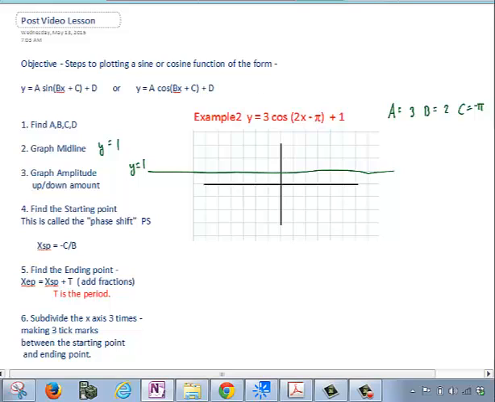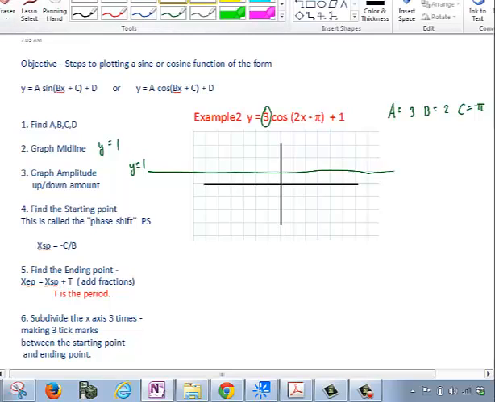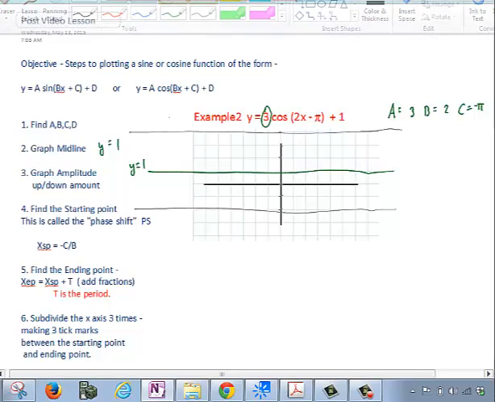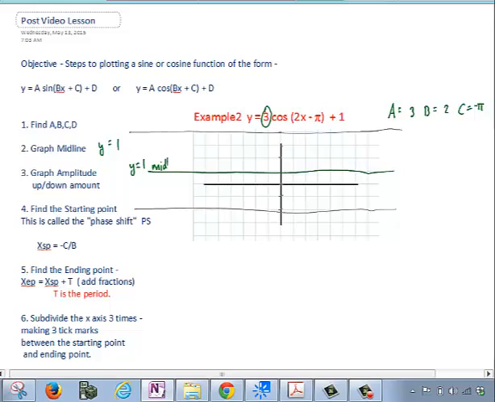I want to now draw my up and down amount. Since it's 3, I'm going to go up 3. I'm going to do a construction grade line, very light. So I go 1, 2, 3, and draw a nice light line 3 up. Then I'm going to go down 3 and draw a nice light line down by 3. Remember, this is the midline of our function at y equals 1, so I'm going to write midline on it so that I know this is the line where I'm going to put my tick marks. I don't want to put my tick marks on the x-axis because that may lead me to confusion as far as graphing this. So we did steps 1, 2, and 3.